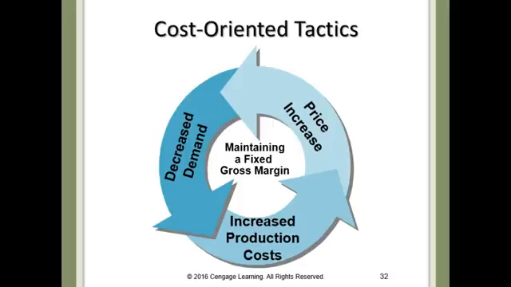So as production costs increase, you then have to increase your price to cover those increased production costs. Well, when you increase price again, demand is going to go down farther, which is going to increase production costs even more, which is that vicious cycle that goes round and round.